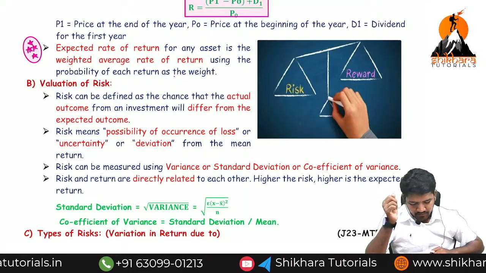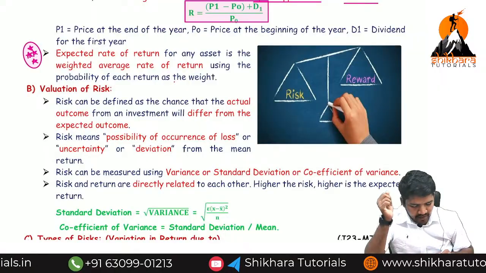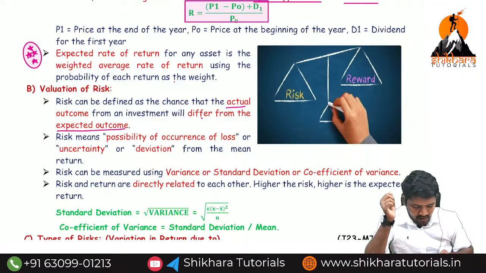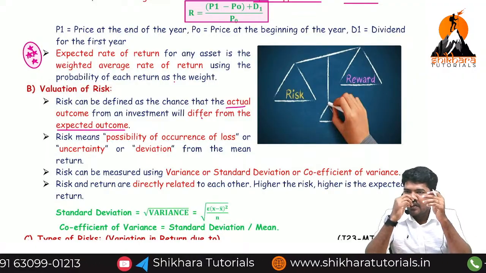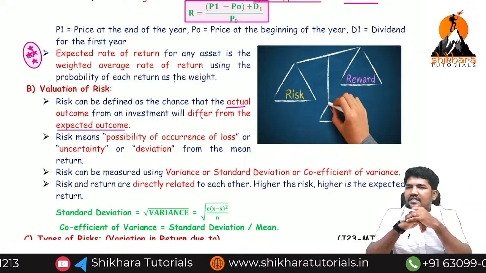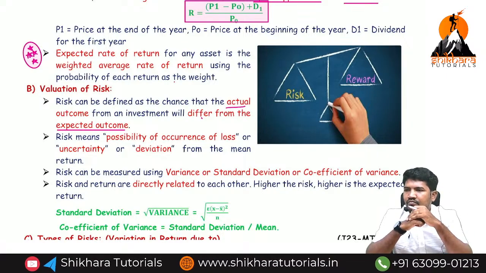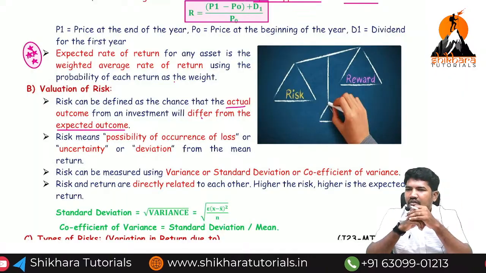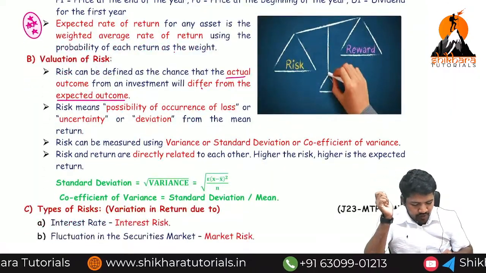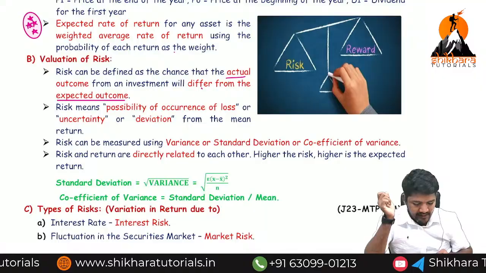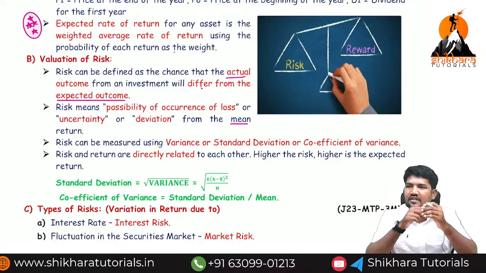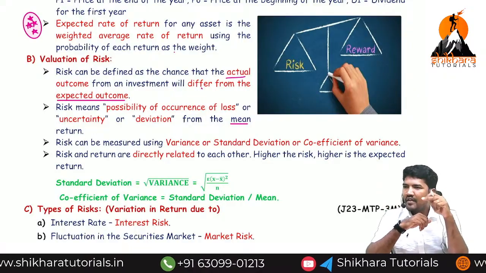Next, risk can be defined as the chance that the actual outcome from an investment will differ from the, what, sir? Expected outcome. So I expected 10% return, but the realization, the actual, is just 8%. Are both the same or different? 10 and 8 is different. Why did the difference come? The gap is known as risk. Now risk means possibility of occurrence of loss, or uncertainty, or deviation from the mean return. Mean return is nothing but expected or average. So that's what they specified.